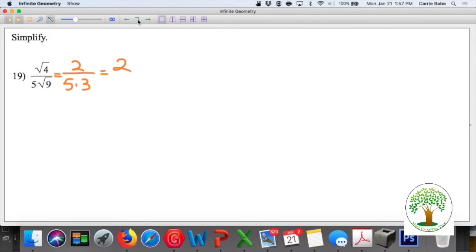So then I'll have 2 over, what's 5 times 3? 15. So don't let it trick you. Some of those are going to have perfect square roots, and you won't have to do that rationalizing. The last one is number 22 that we were going to do together. Let's go.